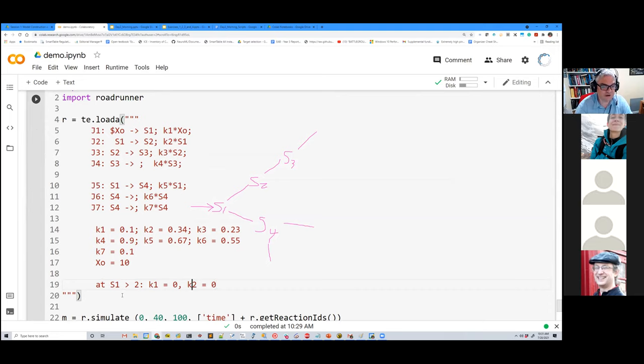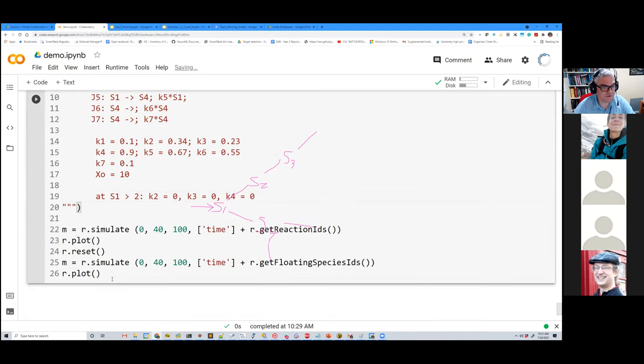I don't want to switch off K1, do I? I'm going to switch off K2. Basically, I want all the flux now to go down to S4. I'm going to set K3 to 0, then I'm going to set K4 to 0. So I'm basically switching off the entire upper arm, okay? So let's run that and see what happens.